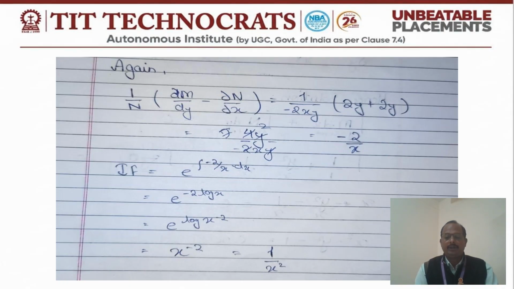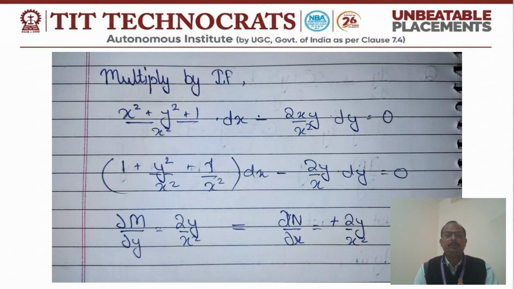So by this way we get the IF. It is 1/x². Once you have the IF, multiply the equation by the IF. So you get another equation which should be exact. You can see here ∂M/∂y equals ∂N/∂x, that is 2y/x².